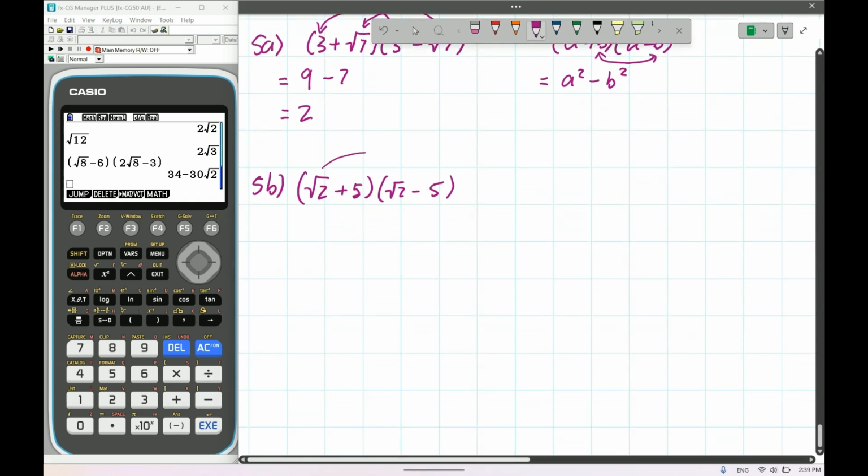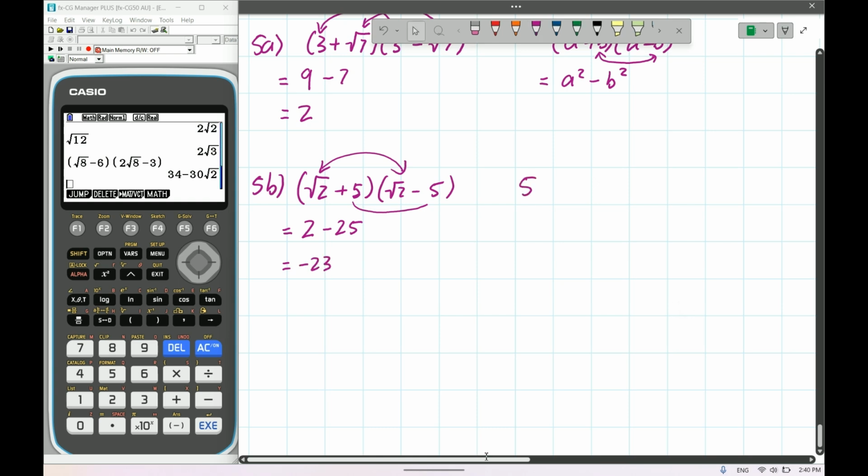Okay, cool. So once again, this times this, square root 2 times square root 2 is just 2. Because these two things are exactly the same, but one's a plus and one's a minus, we don't need to do all the different terms. We can just do the first terms and the last terms. So you got root 2 times root 2, which is 2, and then 5 times a negative 5 comes out to be negative 25. So that becomes negative 23.